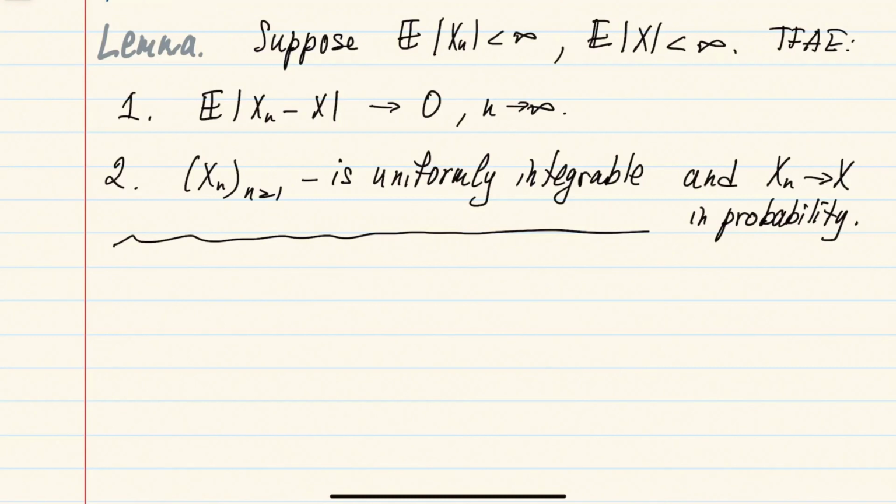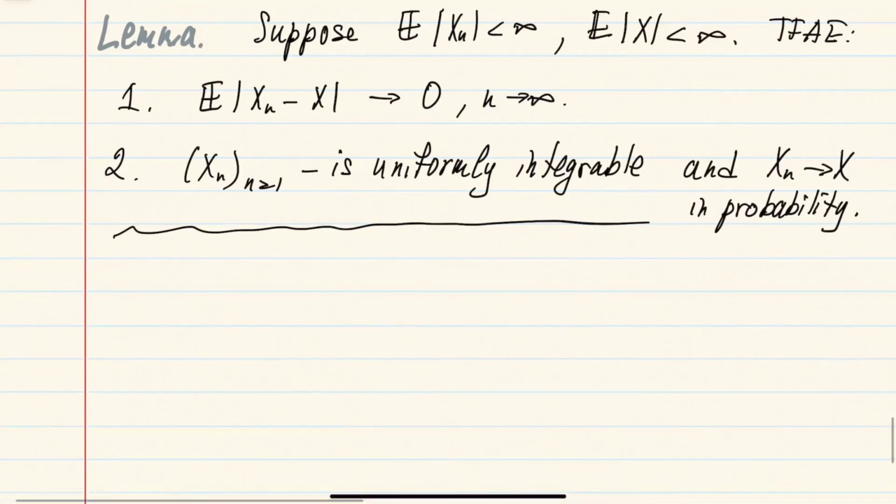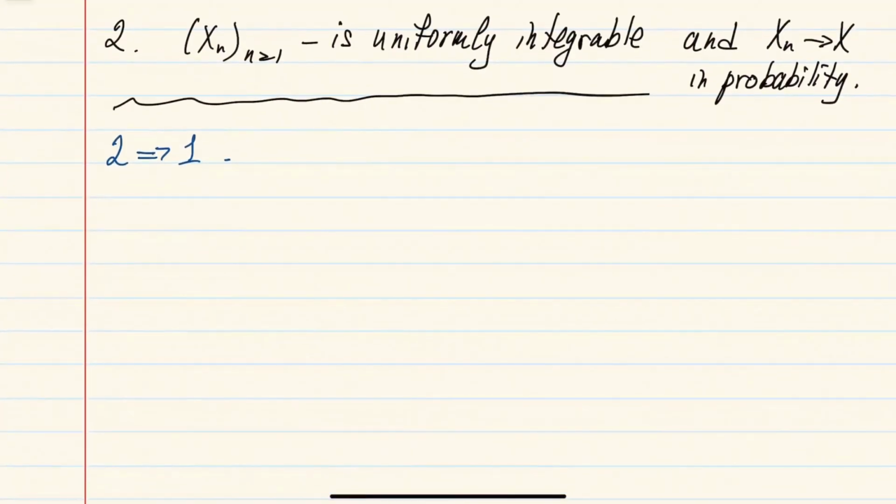Okay, and again, the proof in one direction here, from 1 to 2, is very similar to what we already did, so I'll just leave it to the notes and only quickly discuss how the proof goes in the direction from 2 to 1. Right, so if we assume uniform integrability and convergence in probability, how do we get L1 convergence? Okay, so this is done as follows.